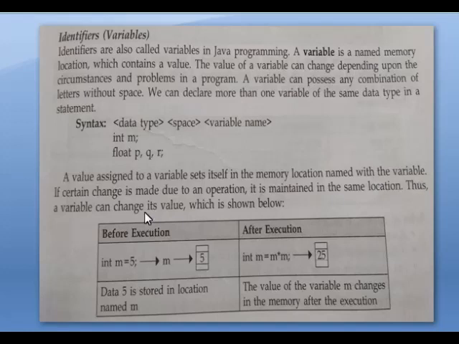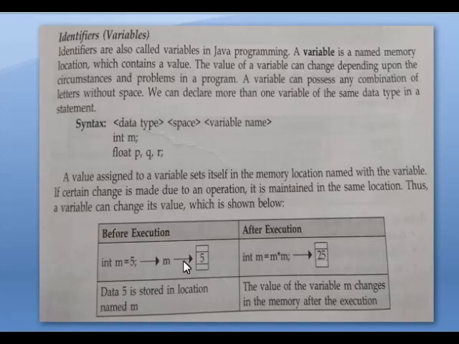If certain change is made due to an operation, it is mentioned in the same location. Thus, a variable can change its value, which is shown in the figure. See, here before execution, before running the program, int m equal to 5. The value 5 is stored in the memory location m.